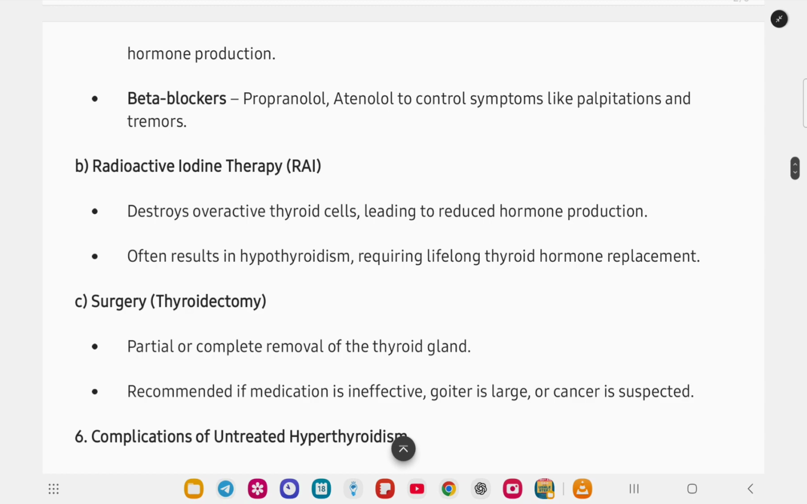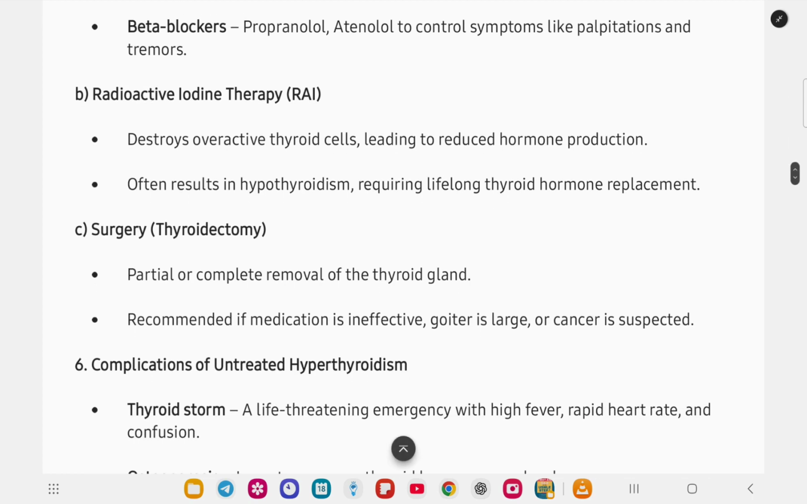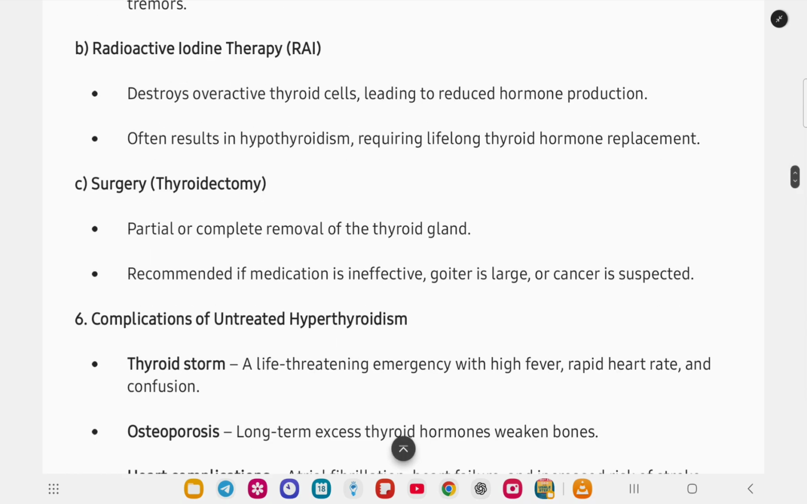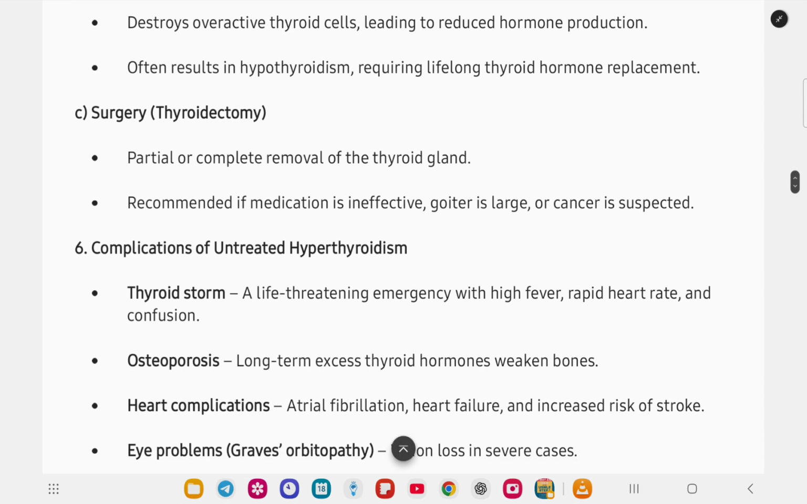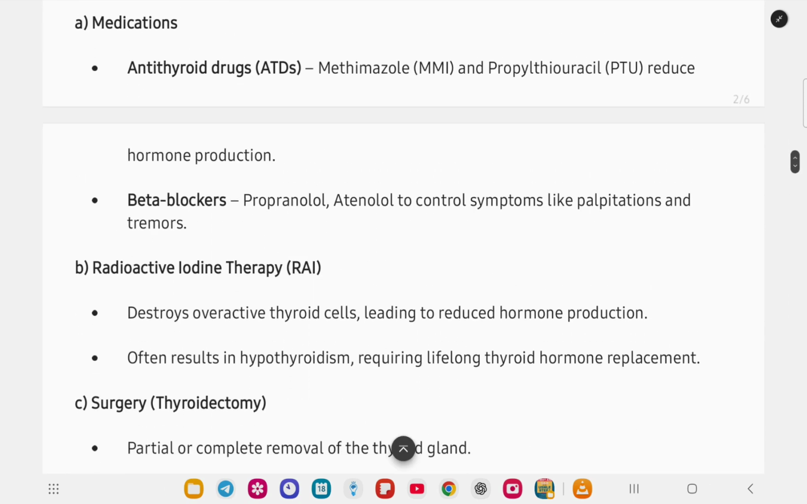Then radioactive iodine therapy. It destroys the overactive thyroid cells, leading to reduced hormone production. It often results in hypothyroidism, which may last for life and may require lifelong thyroid hormone replacement. Then there is surgery, thyroidectomy. It can be partial or complete removal of the thyroid gland. Recommended if medication is ineffective, the gland is large, or cancer is suspected. So this is a brief overview of the treatment.